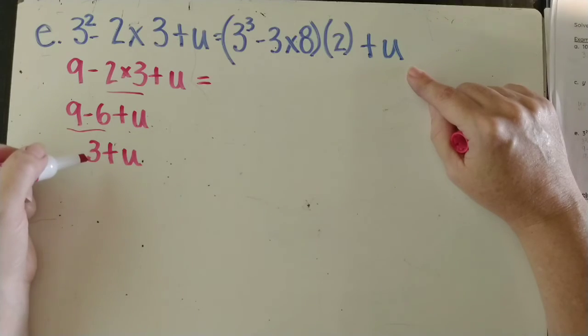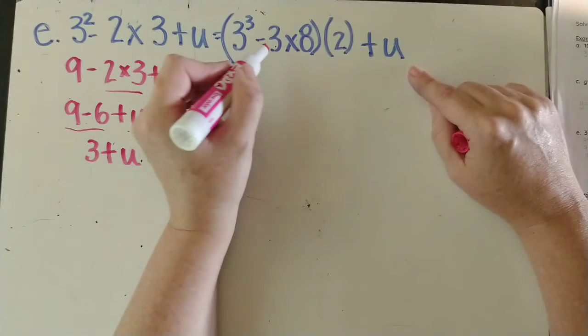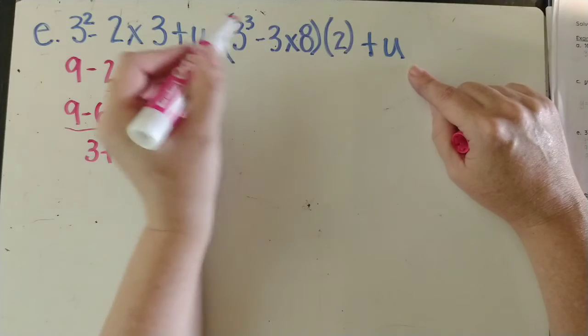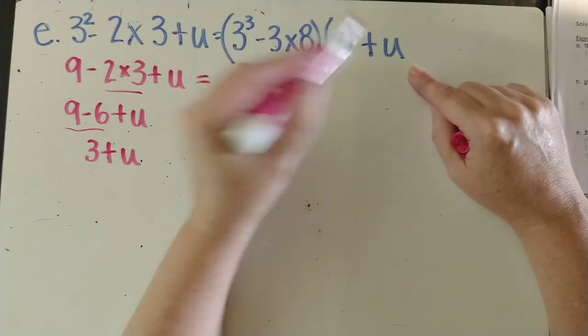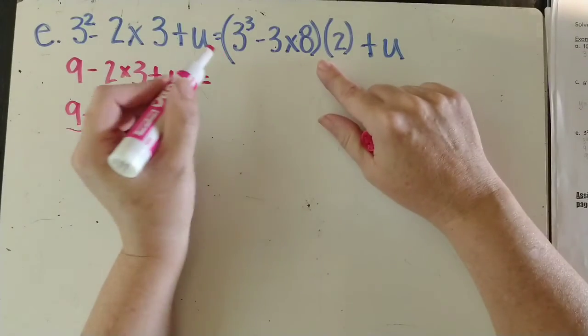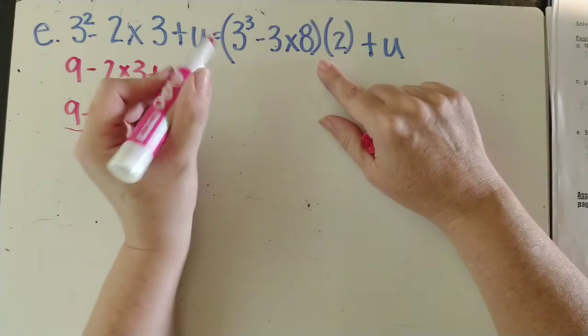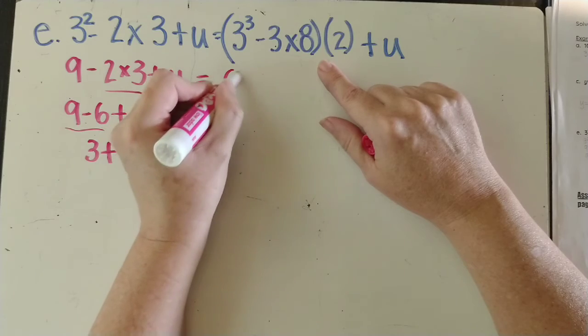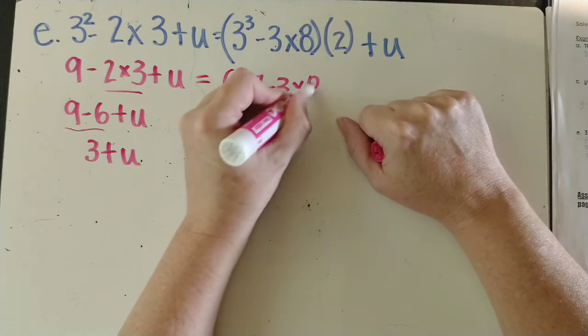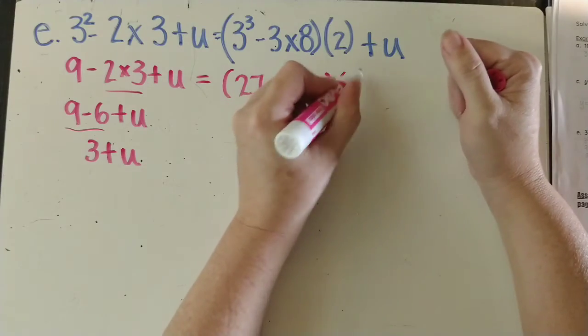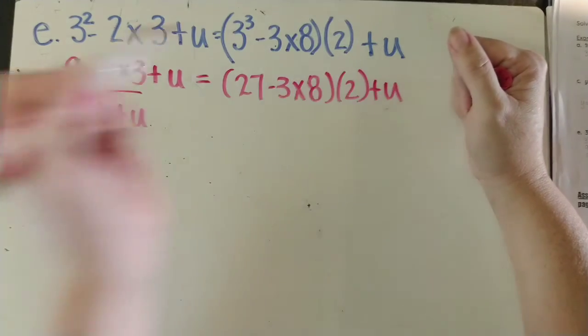Now let's look at the right side. 3 cubed minus 3 times 8 is in parentheses. And then we have it multiplied by 2 plus u. So let's start with our grouping symbols. We need to do the power first. 3 cubed is 27 minus 3 times 8. Bring down the rest of your equation.